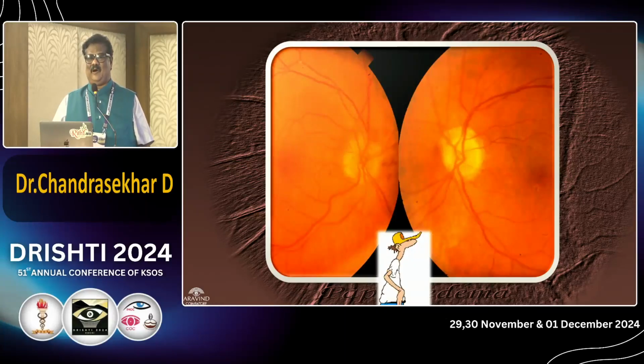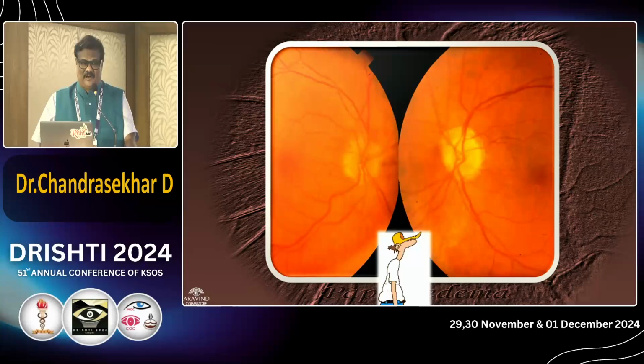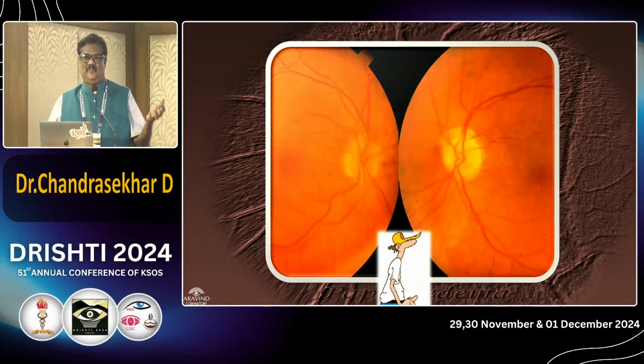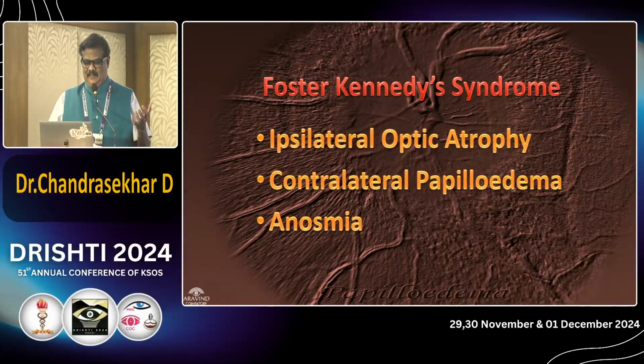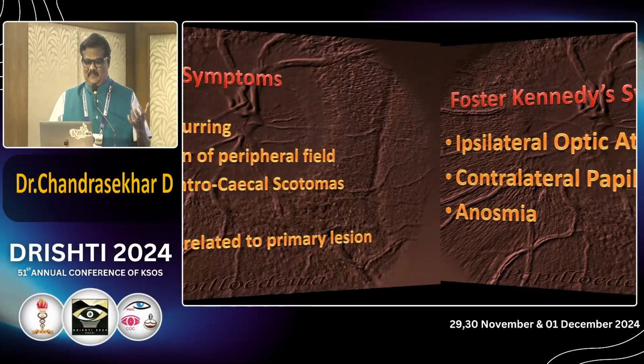Ipsilateral optic atrophy, contralateral papilledema, and anosmia. Only if anosmia is there, it's a true Foster Kennedy syndrome. Olfactory groove meningioma or anything like that will produce a Foster Kennedy syndrome. Pseudo Foster Kennedy, of course, it can be due to AION. So, yeah, these are the components of it.